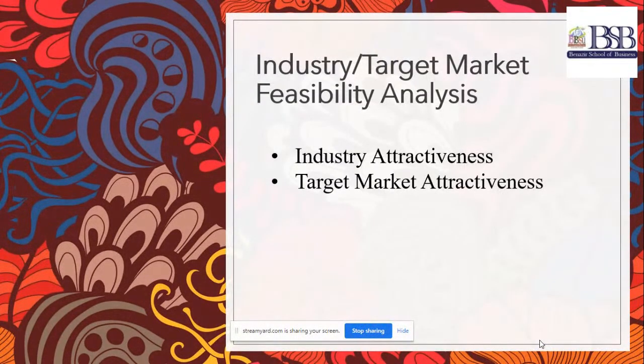Then you have to see the bargaining power of the buyers. If it is low, it means that the industry is attractive. Aap ek aisa product bech rahe hain jahan pe buyer aapki keemat pe product lega. It means a good industry.